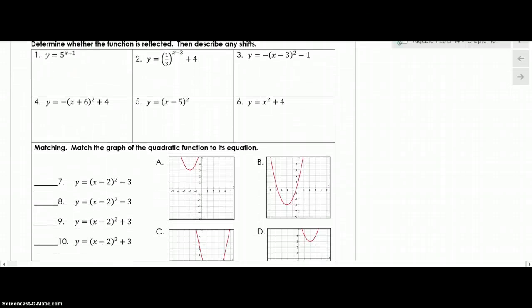You are now responsible for the checkpoints 1 through 10.